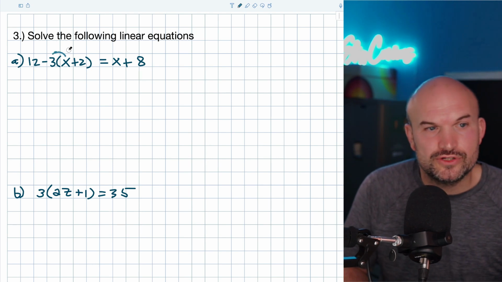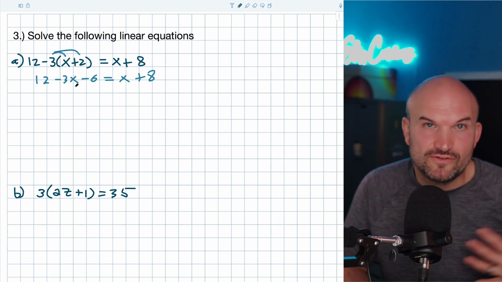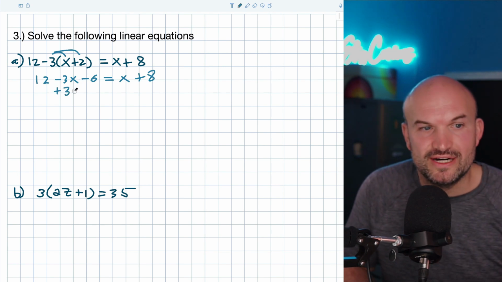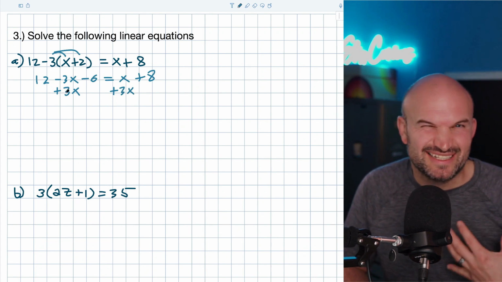So the first thing I'm going to do is distribute this -3. That's going to give me 12 minus 3x minus 6 equals x plus 8. Okay, so typically I like to solve for x on the left-hand side, but I also prefer not to have negative x's. I like to keep things positive.